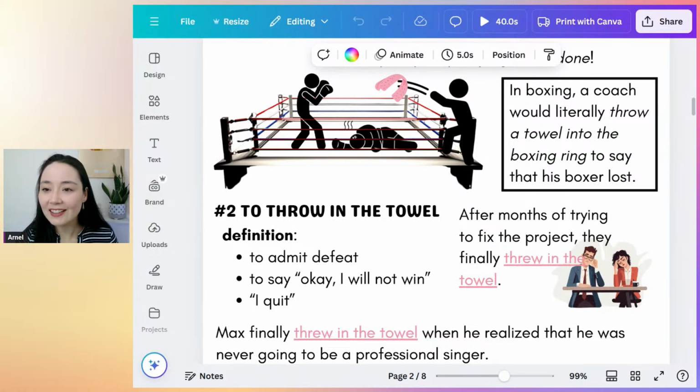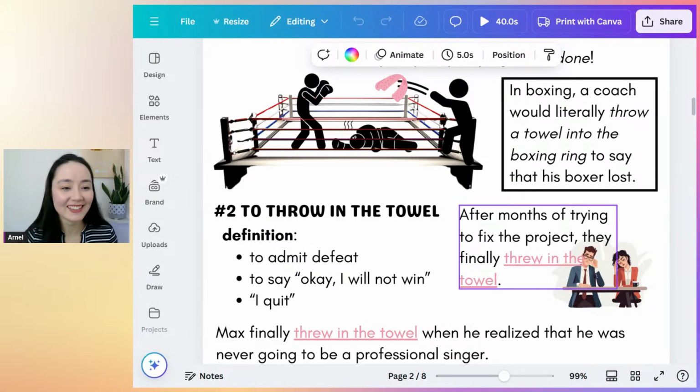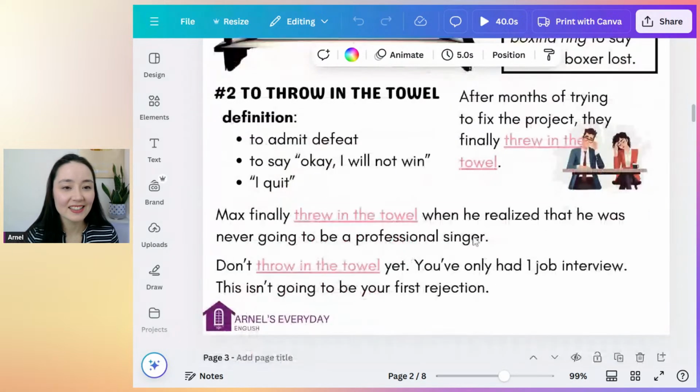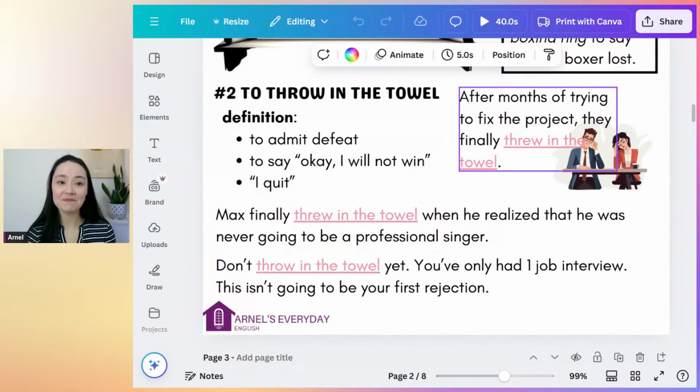Good. Nice, really nice examples. Number 1, first example. After months of trying to fix the project, they finally threw in the towel. You know, sometimes throwing in the towel is necessary. It's not always about something negative. Sometimes it's time to stop, all right? You don't want to keep pushing yourself too much.